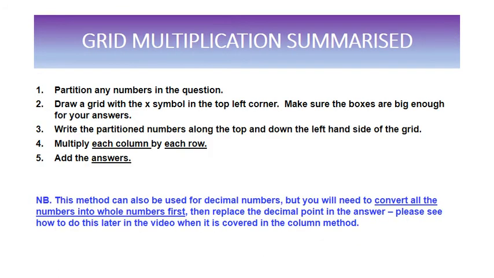6,016. So here's a summary of the grid multiplication method. So step 1 is you partition any numbers in the question, obviously that are 2-digit or more. You then draw your grid with a multiplication symbol in the top left-hand corner and make sure the boxes are big enough for your answers. Write the partition numbers along the top and down the left-hand side of the grid. Multiply each column by each row, and then you add the answers together.